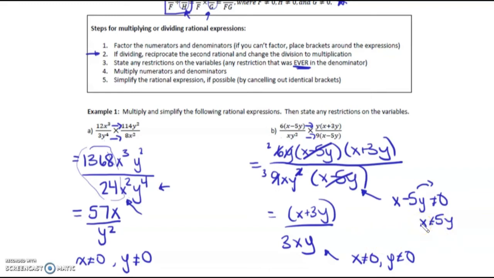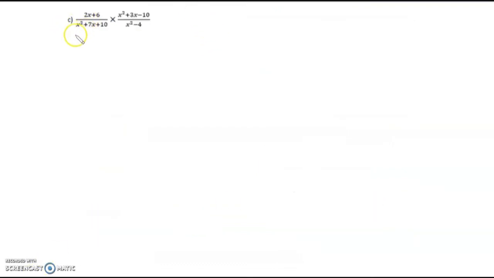A little bit different of a restriction, but still a restriction. All right, taking a look at this, again, multiplication, nothing can cancel out as it is, so I'm going to go ahead and factor. So I get 2x plus 3, and then so that's done.